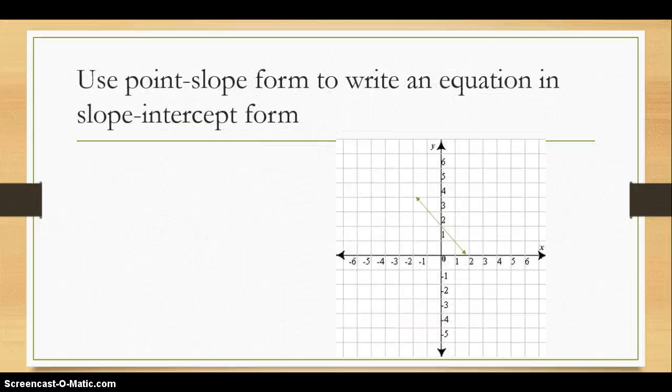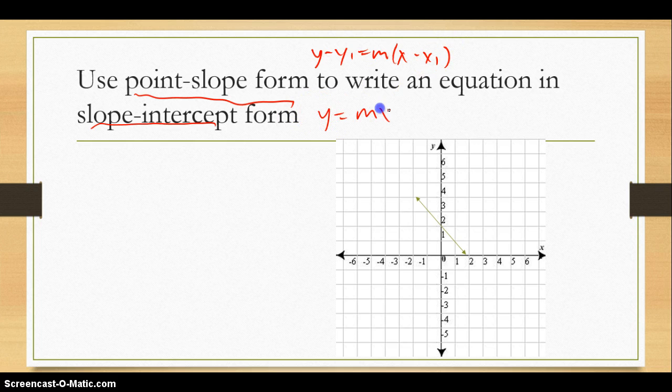So use point slope form to write an equation in slope intercept form. Okay, so two questions here. We have to use point slope form, so we're going to have to write a point slope form equation based on the graph here, and then we're going to have to write it in slope intercept form. Okay, so we're going from this equation down to this equation here.